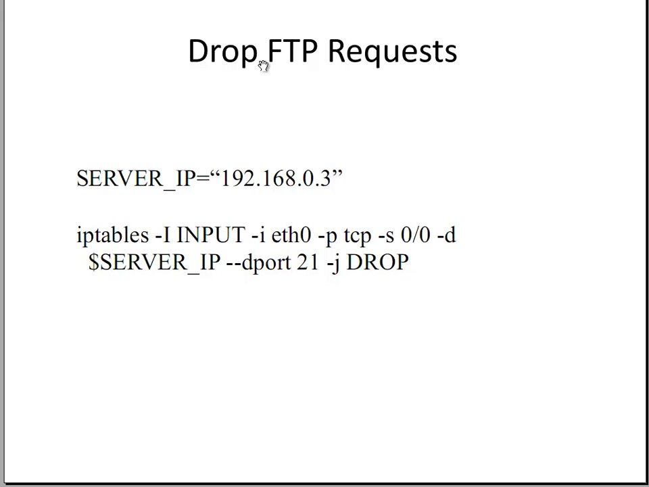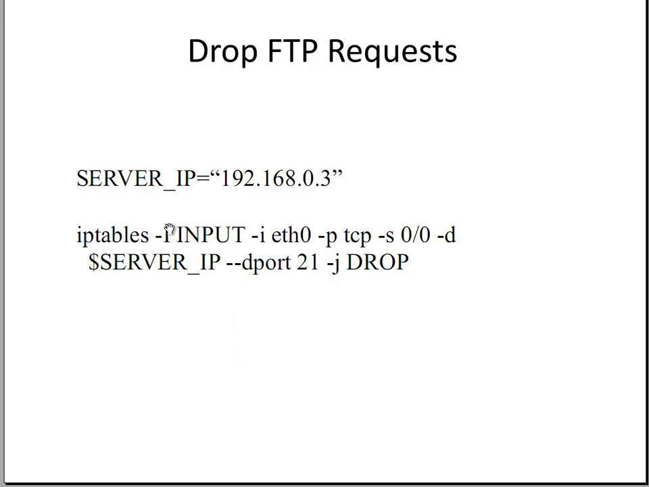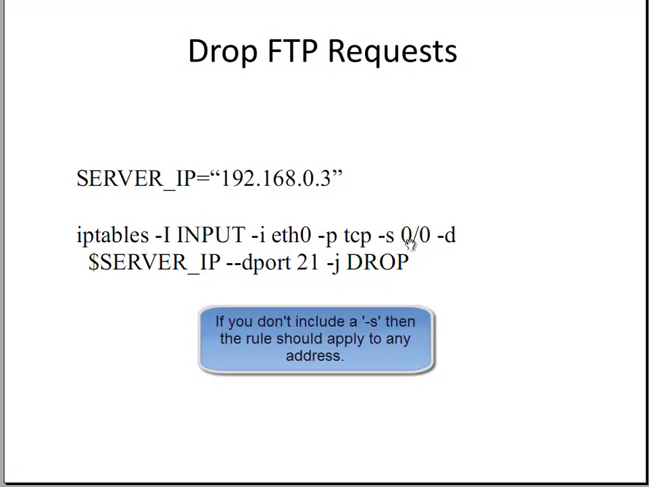So here what we're doing is we're dropping all FTP requests. So iptables -I, that's the input. So -I means to insert the rule into the input chain. -i means the interface. Here it's eth0. -p stands for the protocol, and here TCP because FTP runs over TCP. -s stands for the source address. Notice here we've got 0/0. That essentially means any source IP address.